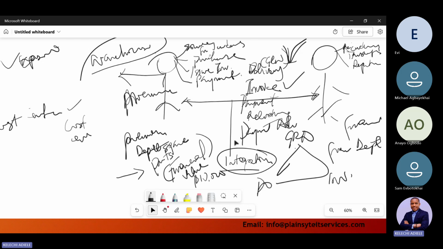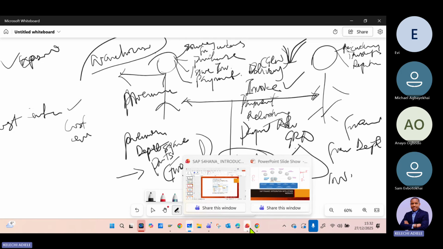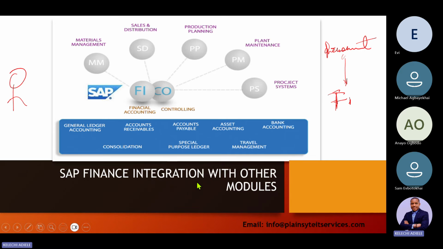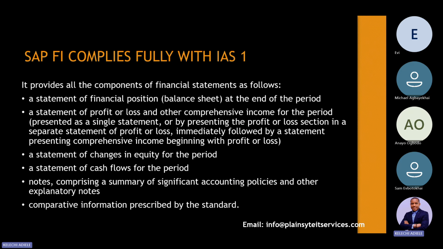But SAP is deep, very deep. But the learning is gradual, but understand the concept. I'll break it down as easy as I can so that you can understand and appreciate how it works. So that's why we say finance integration with other modules. That's an example. So you see all these modules, they must speak to finance and controlling. That's why finance is the biggest functional module you have in SAP. And that's where most of the opportunities are within the SAP environment.